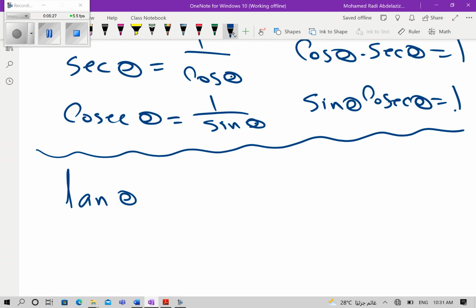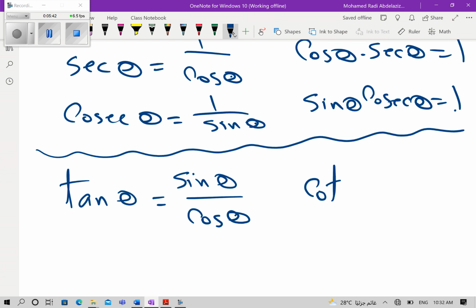Tan theta again. Tan theta equals what? Connected between sine and cosine. Tan is sine theta over cosine theta. Now cotan theta is cosine theta over sine theta.